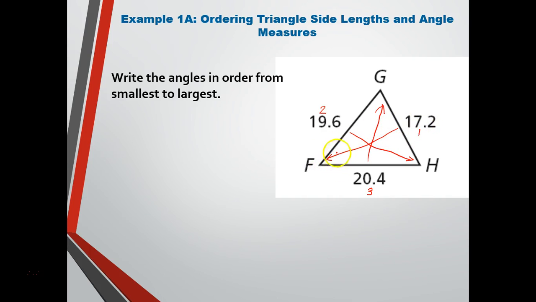Angle F is going to be the smallest. Angle H is going to be in the middle. And then angle G is going to be the largest. So name it just like that, in order. Angle F, smallest. Angle H, the next one. And then angle G. And there we go. It's in order from smallest to largest.